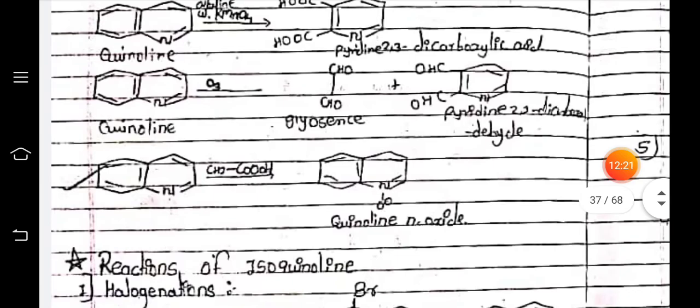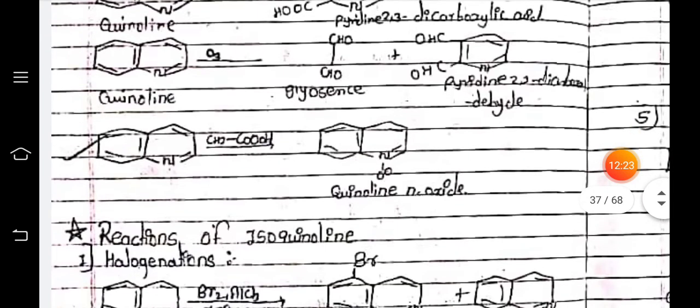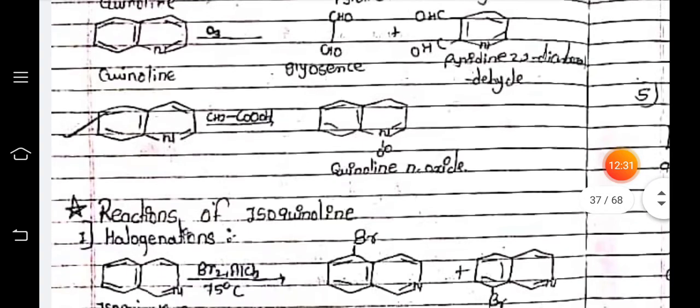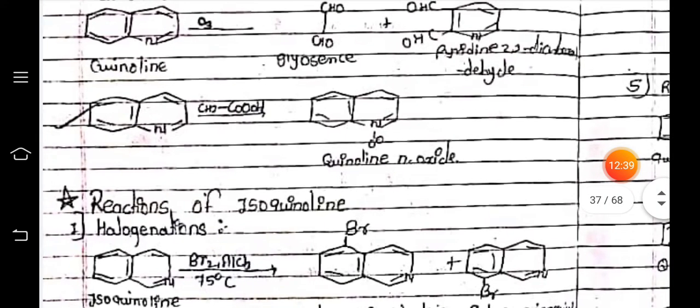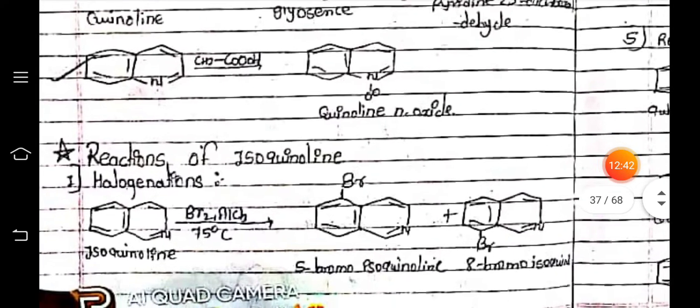Second one, the oxidizing agent is O3, that is ozone. This also breaks the 5th, 6th and 7th, 8th positions, and at the 5th, 6th position there is formation of one aldehyde group. At the 6th, 7th position there is a formation of one aldehyde group. At the 5th and 8th positions there are 2 aldehyde groups. So the pyridine 2,3-dialdehyde is formed.